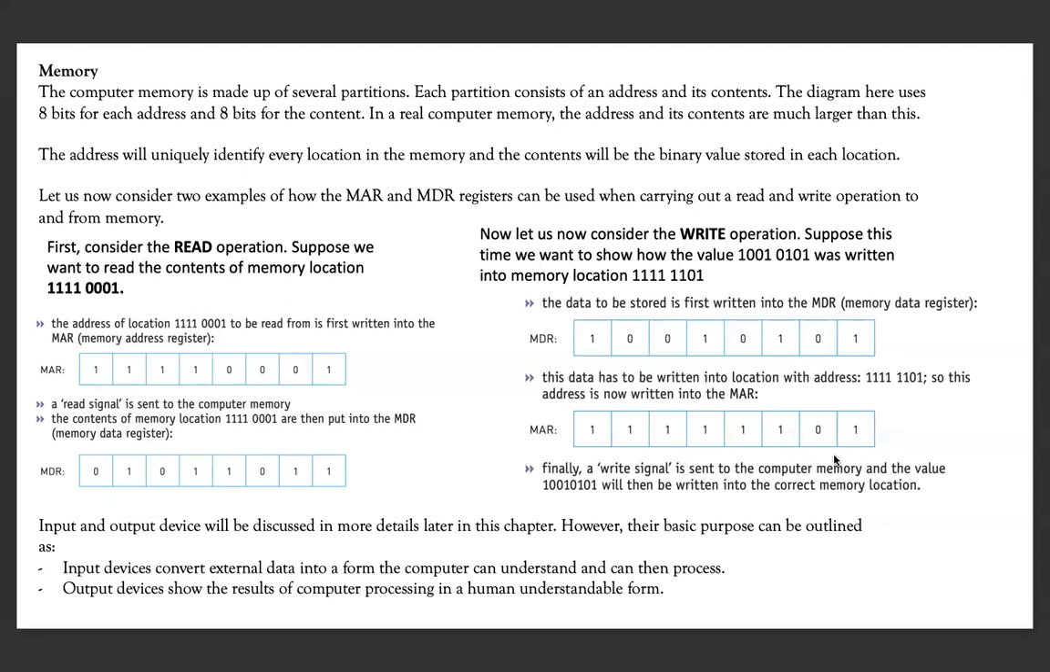How can I be sure that this data will actually be written? Well, obviously, a write signal will be passed on the control bus, sent from the control unit, eventually reaching the memory. This is how this data will be written into this location, and your write operation will be completed.